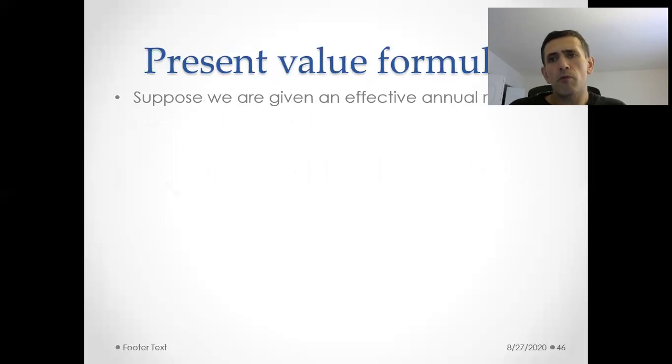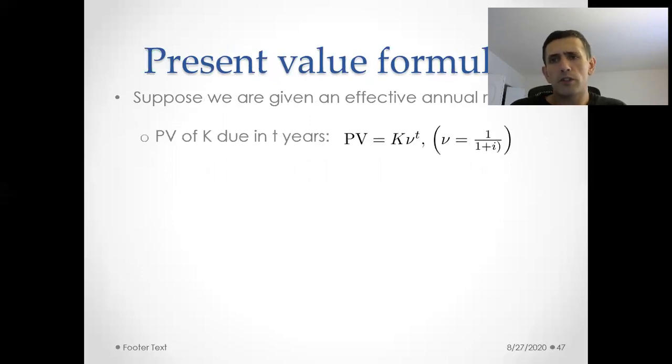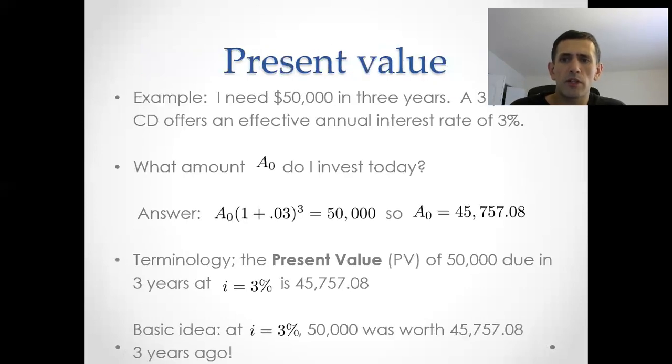Okay, so the formula for present value is extremely easy. Apologies, there should be parentheses here. The present value of K dollars due in T years is K times nu to the T, where nu is this present value factor, 1 over 1 plus i. Okay? And we basically have already used this formula.